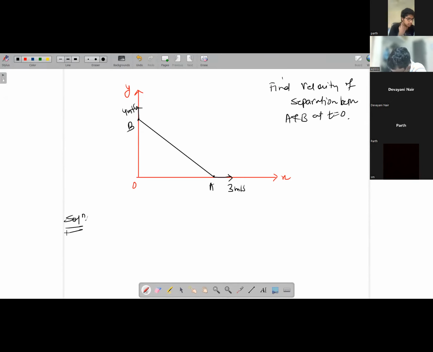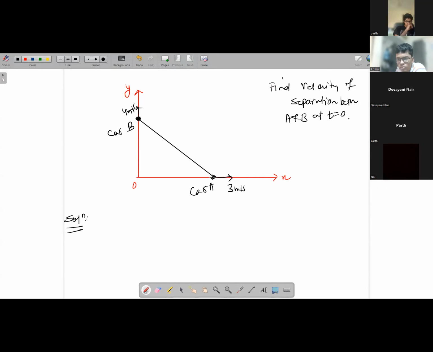We know that velocity, see, this is not a rod, but you can assume that these are two cars. A and B are two cars. One car is going along the x-axis and the other car is going along the y-axis. So this is the distance, the separation between these two cars, car B and car A.